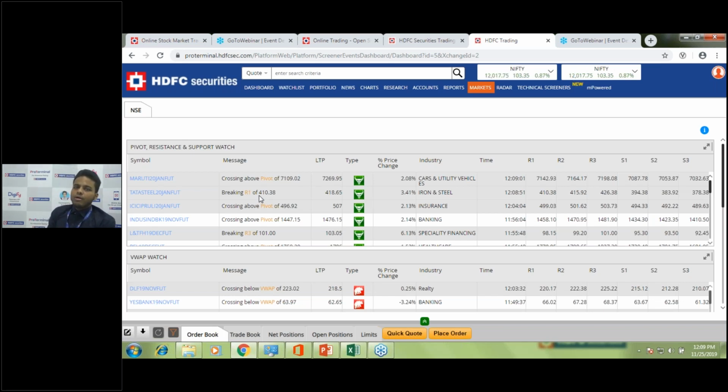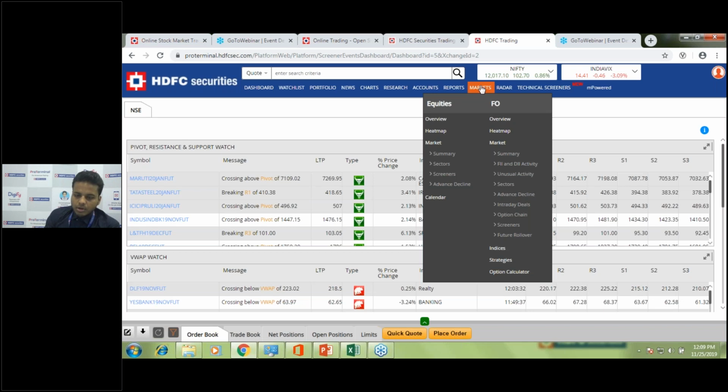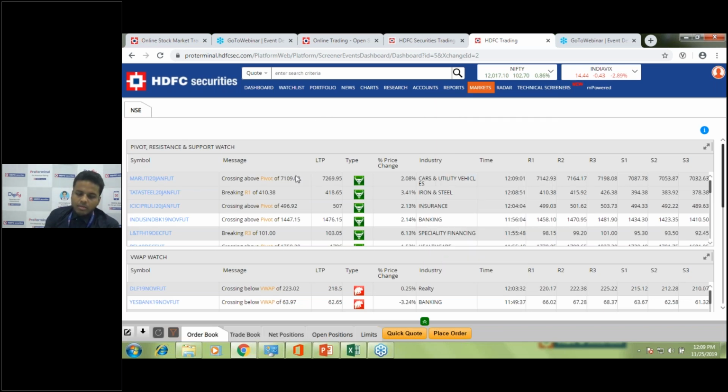So in case you are trading based on pivot point, which is very important for intraday trading, you don't have to keep following the market manually to see which stock is trading at or going above R1 or R2. You can just go to the market section, go to the screener, and this page will open up, and automatically any stock that goes above R1, R2, S1, S3 or whatever level, you will get an update.